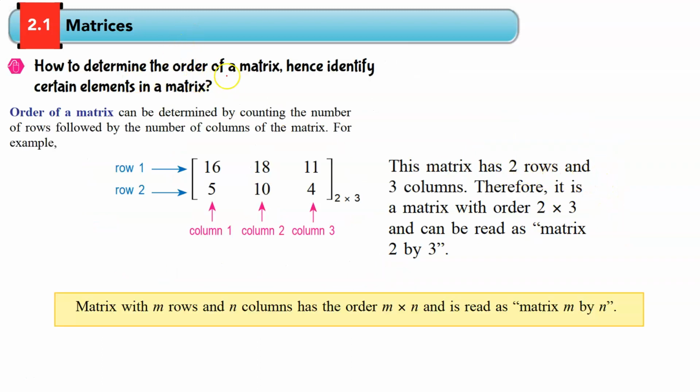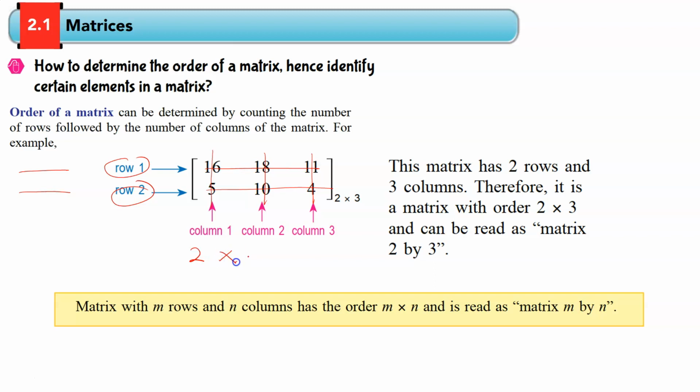So, how to determine the order of matrix? Hence, identify certain elements in a matrix. Order of a matrix can be determined by counting the number of rows followed by the number of columns of the matrix. For example, okay, ini satu matrix ya. Kita akan start dengan rows dulu. Baru kita check column. So, kita akan tengok berapa banyak melintang. Rows dia ada 1, 2. Ni kita garis. First row, second row. So, 2. Then tengok column. 1, 2, 3. 3 columns.